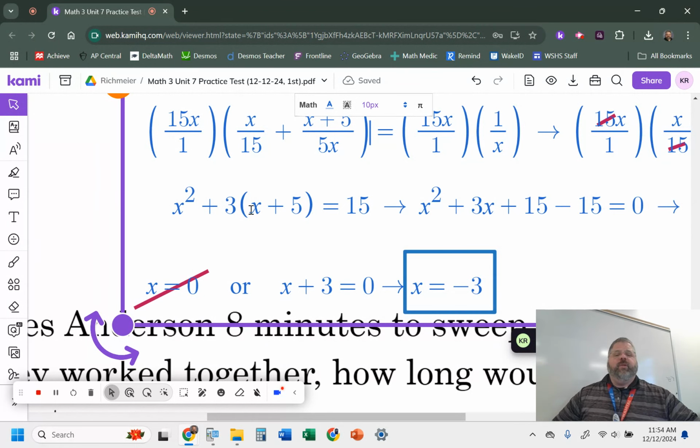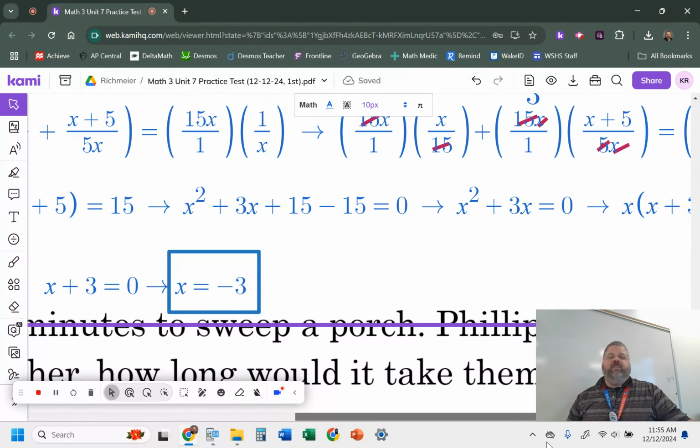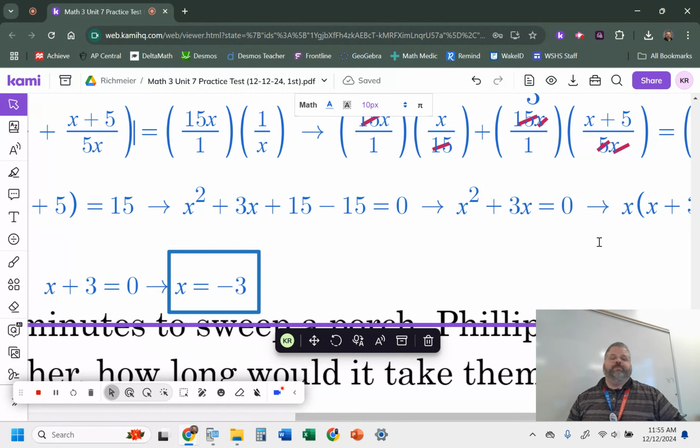I go ahead and distribute the 3 across the quantity x plus 5. That gives us the 3x plus 15. And I subtract the 15 from both sides, because since this is quadratic, I have to have it equal to 0. So I subtract the 15 from both sides and get an equation that reads x squared plus 3x plus 15 minus 15 equals 0. And so 15 minus 15, well, those are going to come out to be 0. And so really we're just left with x squared plus 3x equals 0.